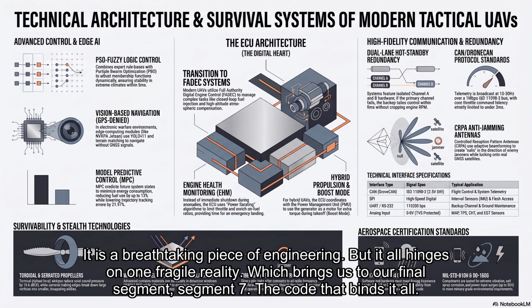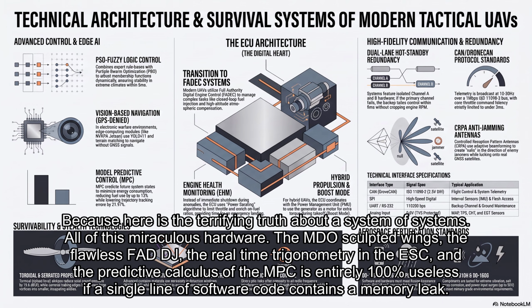Which brings us to our final segment, segment 7, the code that binds it all. Because here is the terrifying truth about a system of systems. All of this miraculous hardware, the MDO sculpted wings, the flawless FADEC, the real-time trigonometry in the ESC, and the predictive calculus of the MPC is entirely 100% useless if a single line of software code contains a memory leak.